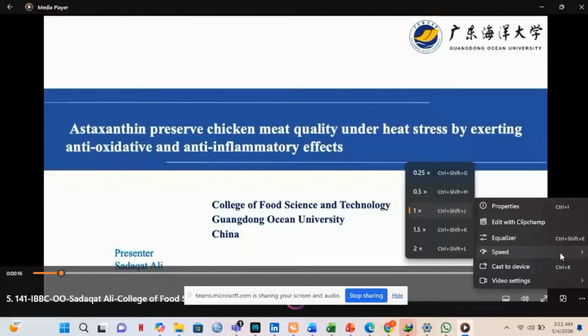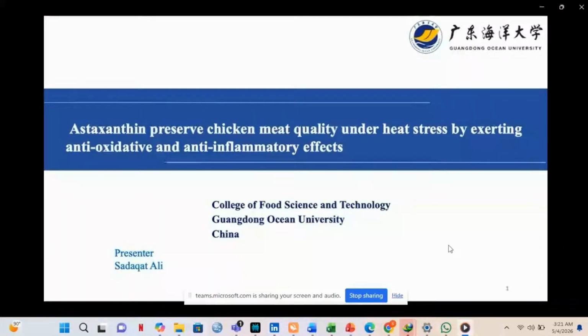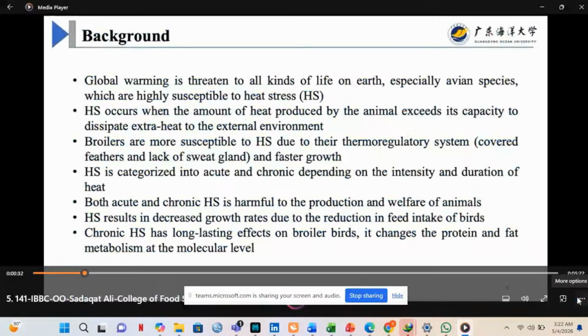Global warming is a threat to all kinds of life on Earth, especially alien species which are highly susceptible to stress. Stress occurs when the amount of heat produced by an animal exceeds its capacity to dissipate it to the external environment. Broilers are more susceptible to stress due to their thermoregulatory system and faster growth.